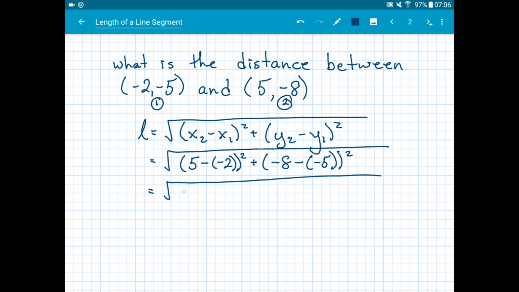This is going to be the square root of, this is 7 squared plus, and we have minus 8 minus minus 5, which is going to be 3. 3 squared then is 9. So I'll just do that all in one step. So we have the square root of 49 plus 9, which is the square root of 58, which you can do in your calculator. Okay? And that's the distance between those 2 points.